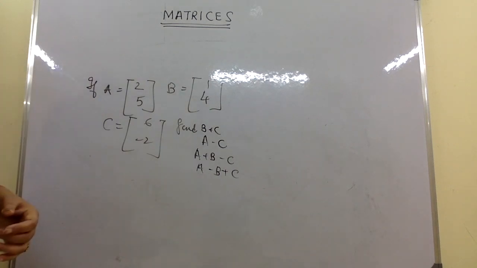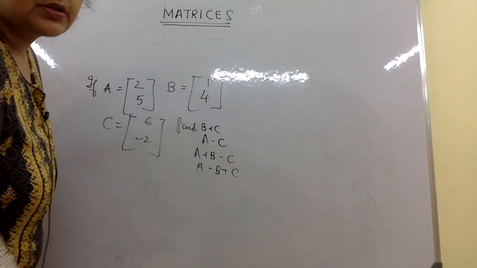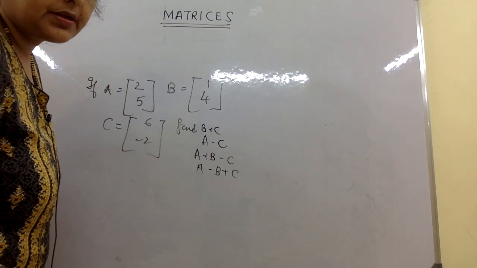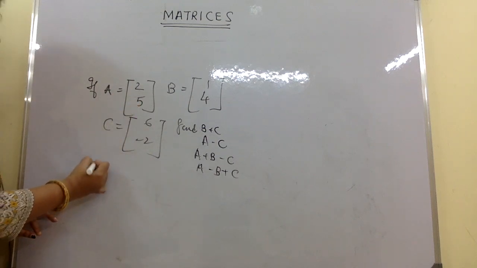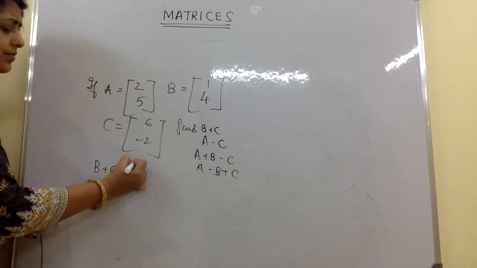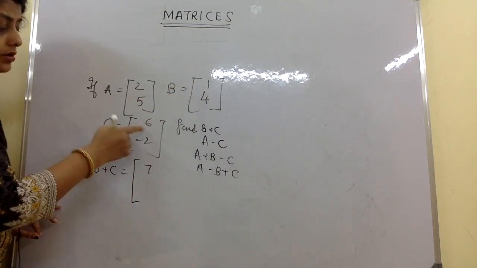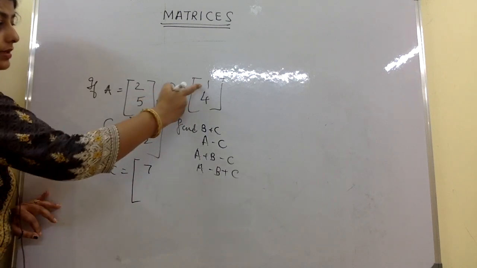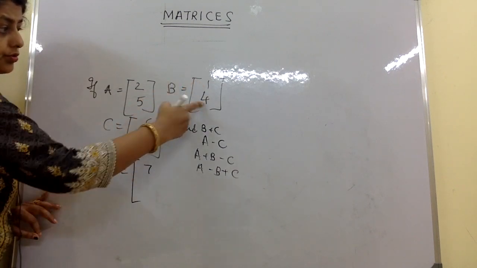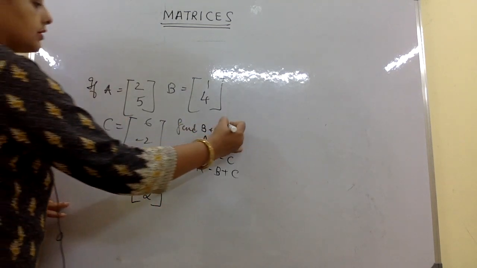Now how do we find B plus C? Here all we have to write, you can do it in one step also. 1 plus 6, 7. Note that I am taking the corresponding positions. 1 plus 6, 7, minus 2 plus 4 is plus 2. Okay, done. First answer is done.